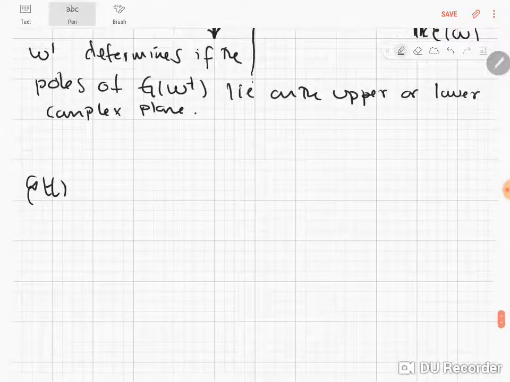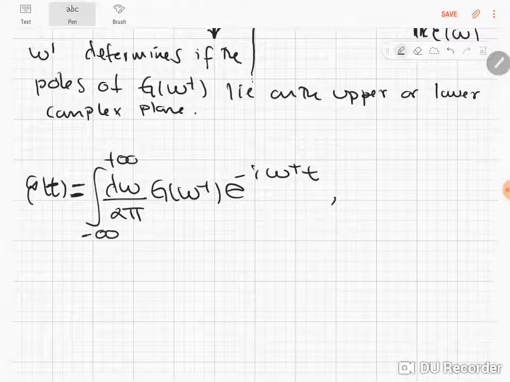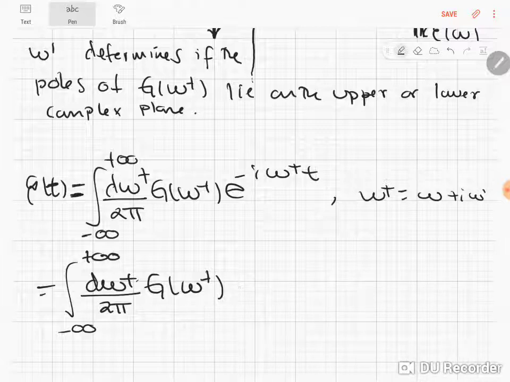Basically, the importance of the transformation is the following. If I write g of t equal to the integral from minus infinity to infinity of d omega divided by 2 pi of g of omega plus e to the minus i omega plus t, and then we replace omega plus equal to omega plus i omega prime, we end up with an integral of this form, d omega plus divided by 2 pi, g of omega plus, e to the minus i omega plus i omega prime times t.